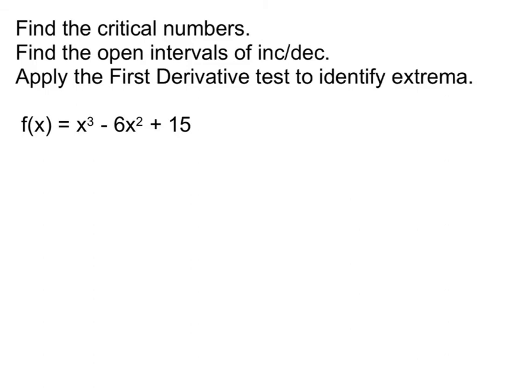So one more example here. We're going to find the critical numbers, and then we're going to find the open intervals of increasing and decreasing, and then apply the first derivative test to identify extrema. All right, so let's take the derivative. So the derivative of this function is 3x squared minus 12x, right? And then set that equal to 0. So I have that equal to 0. We're going to factor out.